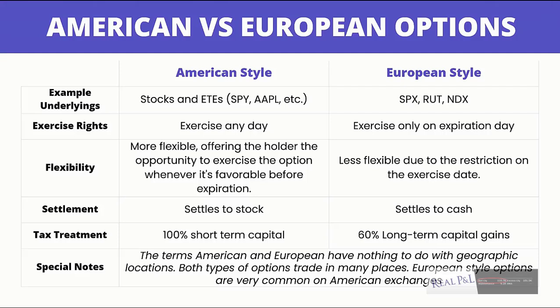So there's an advantage. And special notes: the terms American and European have nothing to do with the geographical locations. Both types of options trade in many places. European-style options are very common on American exchanges.